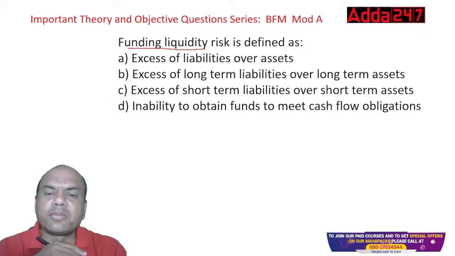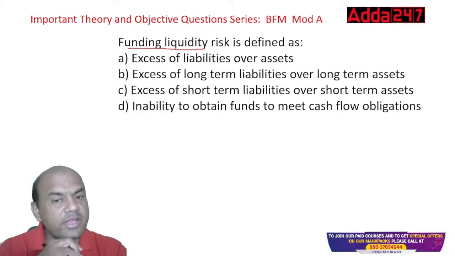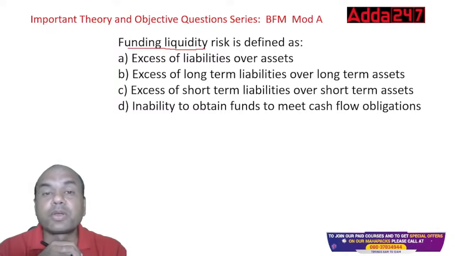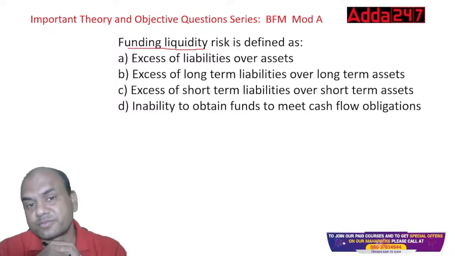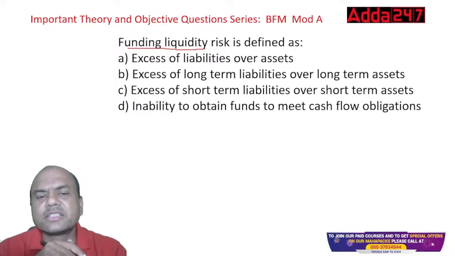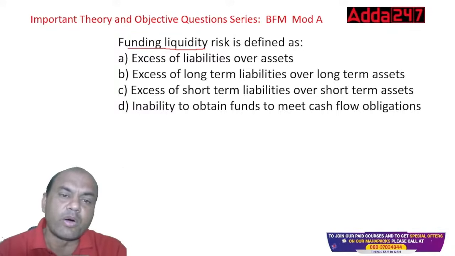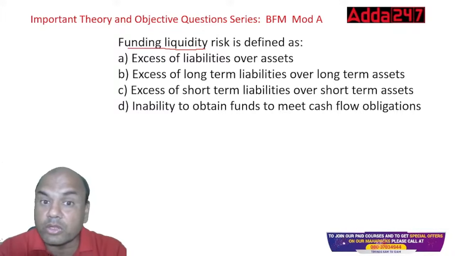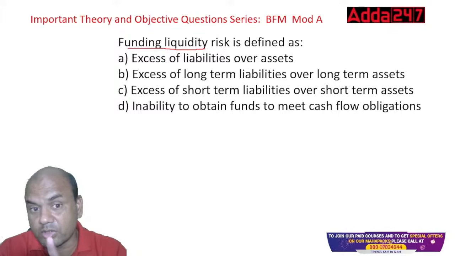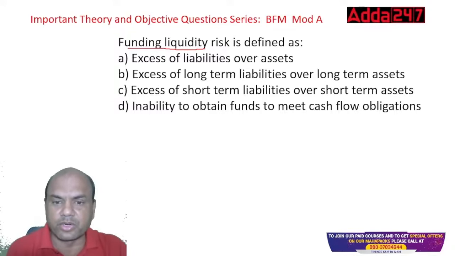Excess of long-term liabilities over long-term assets, is this a liquidity risk? Excess of liabilities means more deposits, less loans. Obviously, that can be the answer. Similarly, B can also be the answer. Look at this. All the answers seem to be right. Liabilities are greater than assets here.